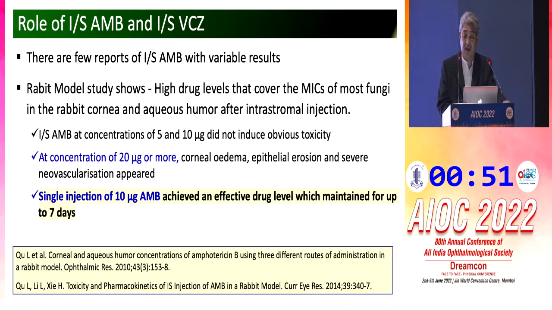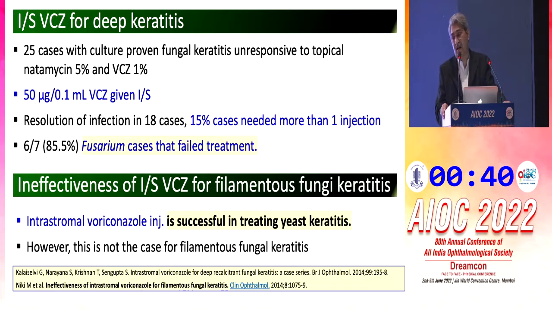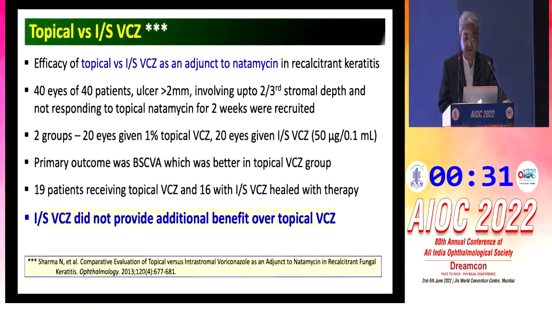Combination of intrastromal amphotericin B and voriconazole. Amphotericin B is sometimes effective and maintained there for up to 7 days, so we may need to refeed it. And then it is for deep keratitis also. A lot of reports are there.